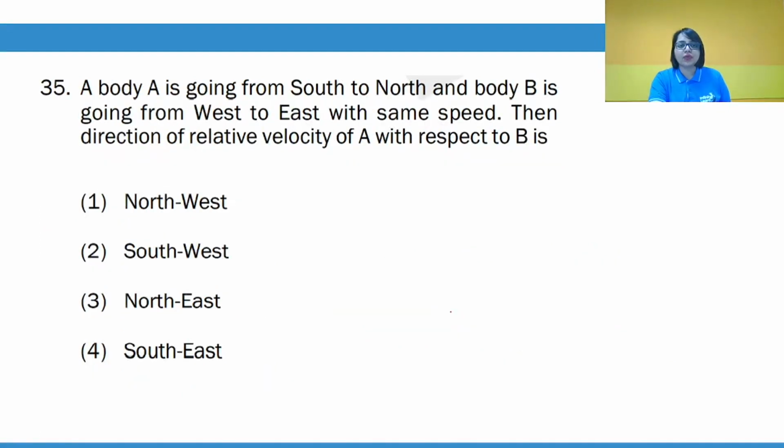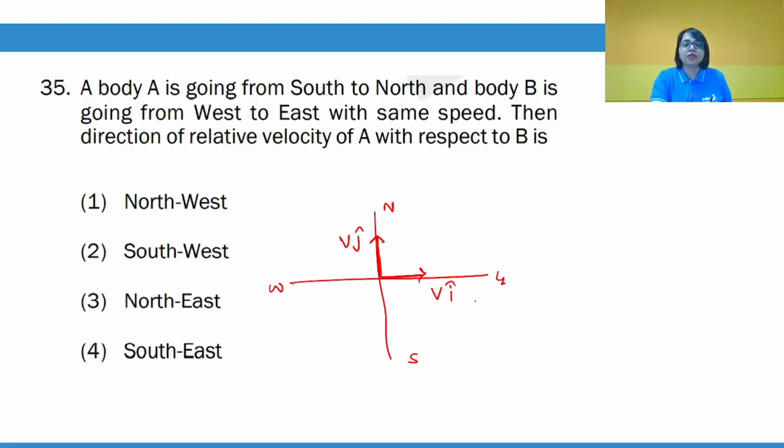A body A is going from south to north. This is east, west, north, south. So south to north, this is the direction. Velocity is, let's say, v j cap, and another body is going from west to east. So velocity is v i cap. Then the direction of relative velocity of A with respect to B will be v j cap minus v i cap. So this is v and this is minus v i cap. So the resultant will be this one, and it is along northwest. So the correct answer is option 1.